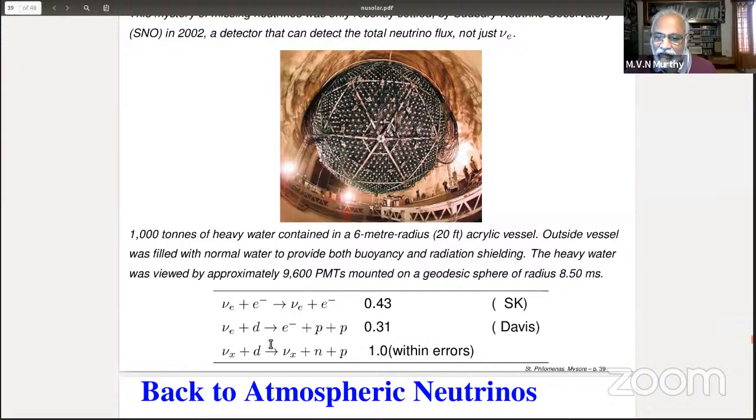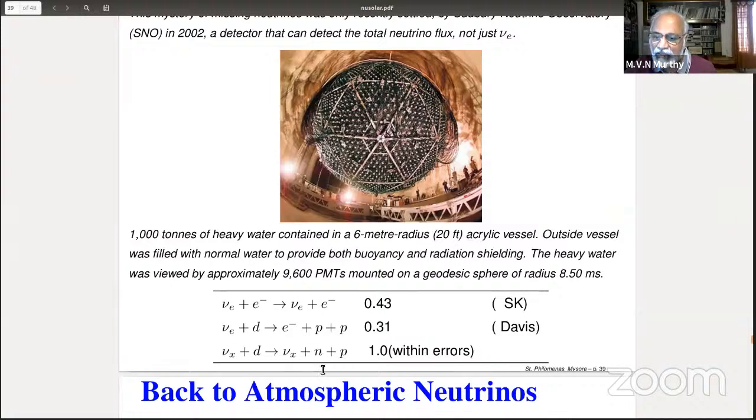And it had another very important property: not just the electron neutrino, but any flavor of neutrino could interact with the deuteron and break it up, without any charge change. When you break up a deuteron nucleus, which consists of a neutron and a proton, the proton gets absorbed. But the neutron can again form a deuteron nucleus, or it can be absorbed by putting some salt inside the detector as good neutron absorbers, which has a characteristic signal.